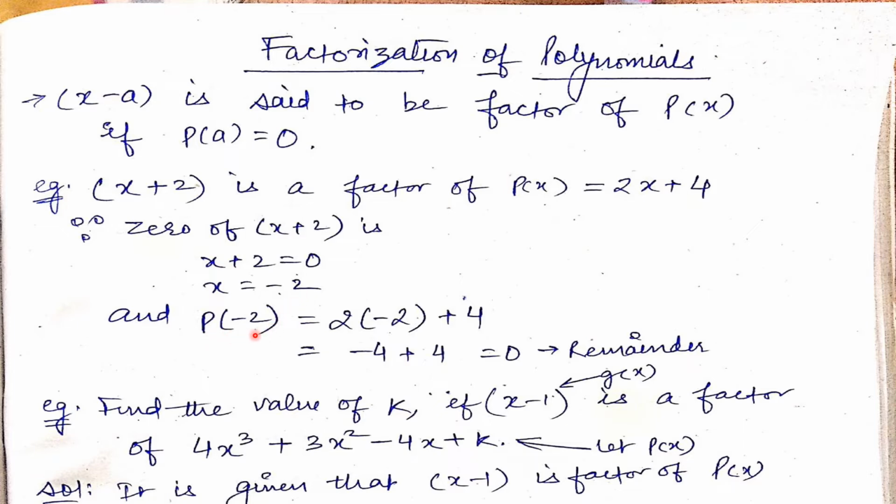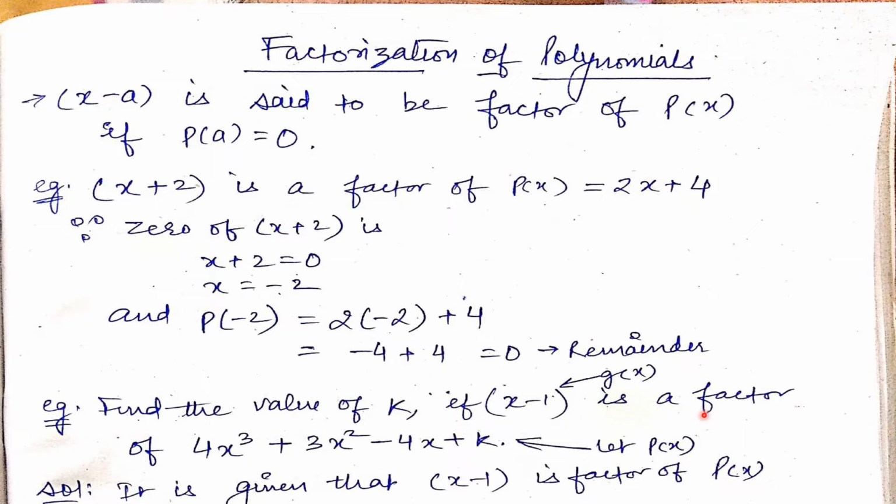So in the place of x, I am putting minus 2 and checking what is the answer. So 2 bracket minus 2 plus 4. 2 into minus 2 is minus 4, plus 4. They both are equal but of different sign. So we will get 0 as the answer, which is the remainder. So we can say this x plus 2 is a factor of p(x). Got it?